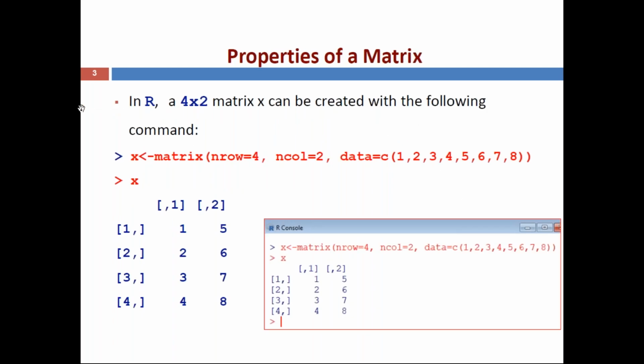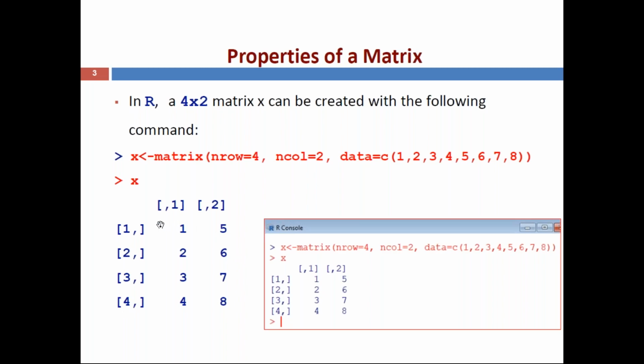In the previous lecture, we already covered how to create a matrix using R software. The same example we will recall here. In R, a 4 by 2 matrix, let us assume X, can be created with the following command. X equal to matrix of nrow equal to 4, ncol equal to 2, data equal to c of 1, 2, 3, 4, 5, 6, 7, 8. Then you can call X. Then the matrix is displayed.